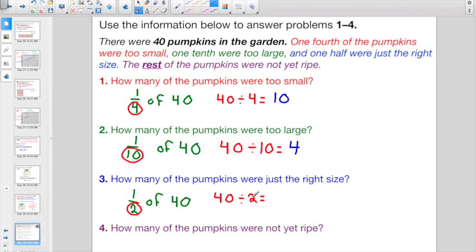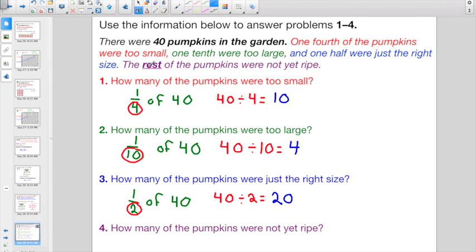1/2 of 40. Well, let's do the old cover up the zero trick here. What's 1/2 of 4? Hopefully you know 1/2 of 4 is 2. So 1/2 of 40 would be 20. Check out this one. How many of the pumpkins were not yet ripe?